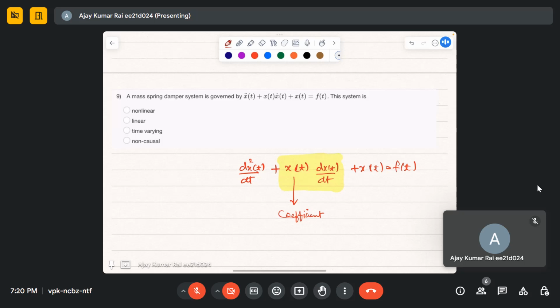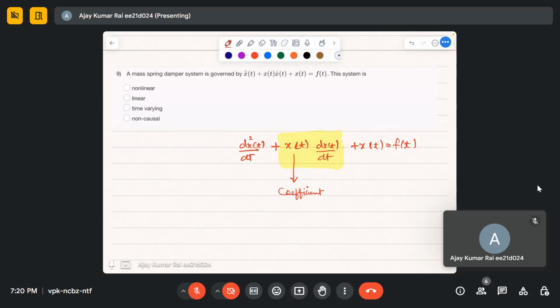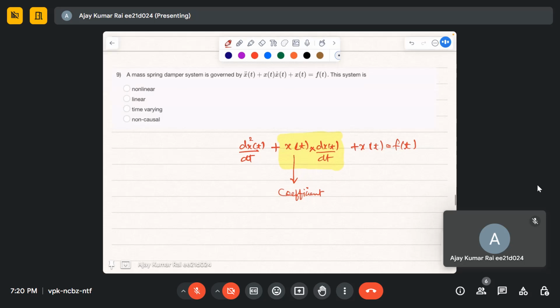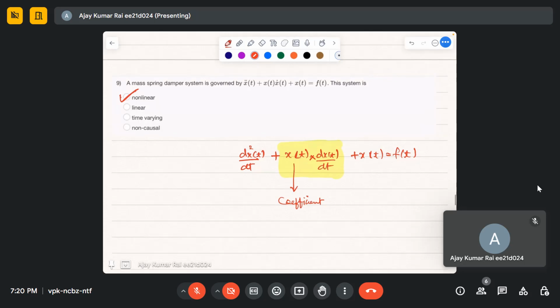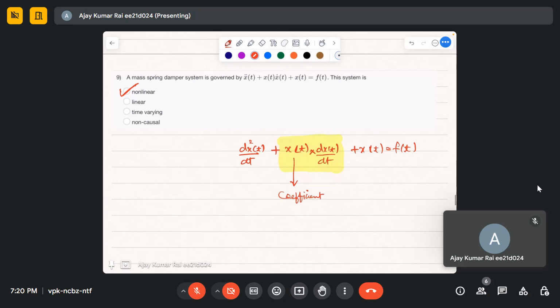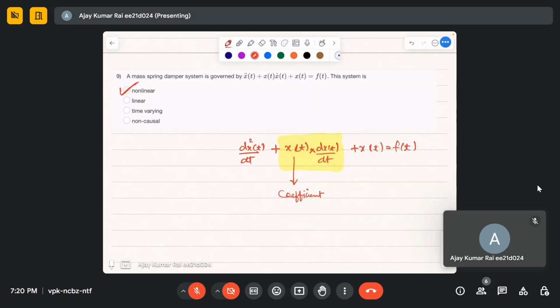Just see x(t) into d of x(t), that is, x(t) into dx by dt. This second part is making this non-linear. Everything else is fine, but this part is making it non-linear here. This is the non-linear part.